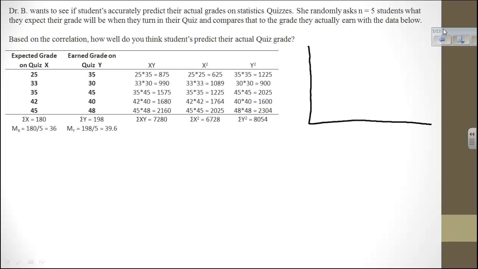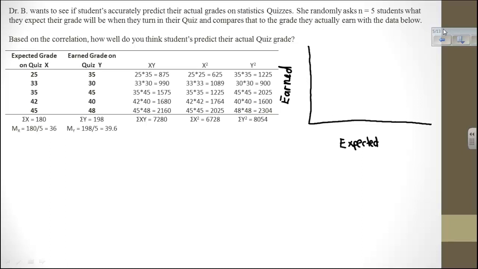So in this case, our x value, our independent variable, would be expected grade. I'm just going to call this expected. And then earned is our dependent variable. And I'm going to go ahead and shrink my axes here. I'm not going to go from 0 to 50. I'm just going to work with the range that I'm given.